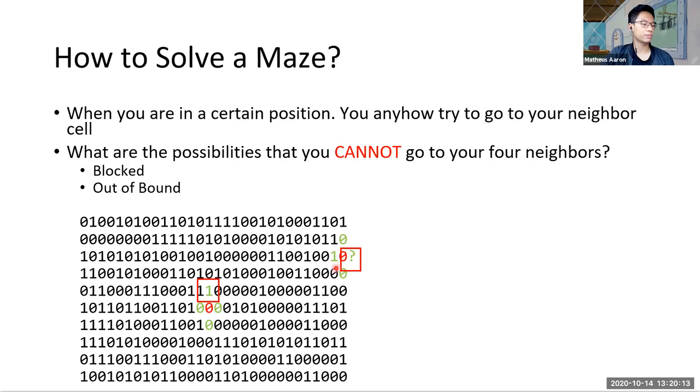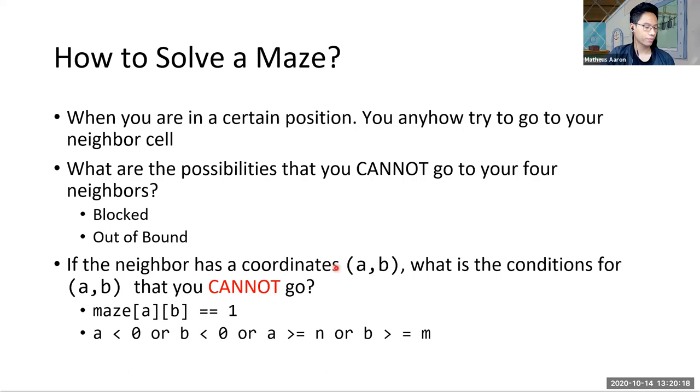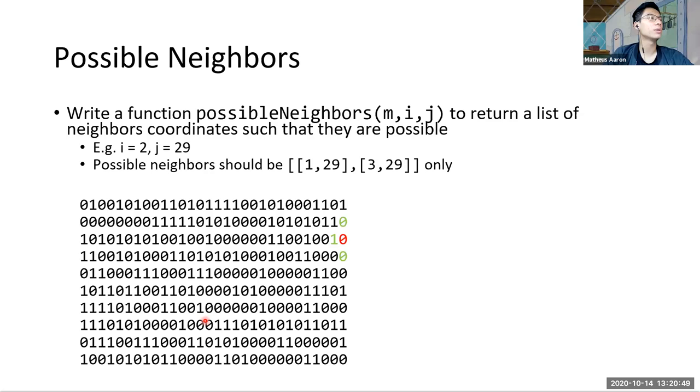Now, how to define this? Okay, so this is the example rule. If the coordinate is one, or the coordinate does not make sense or is not valid, then you cannot go there. So you want to write a function of possible neighbors that returns a list of neighbor coordinates such that they are possible. So in this case, when I enter 2 and 29 over here, the possible neighbors are 1, 29 or 3, 29.